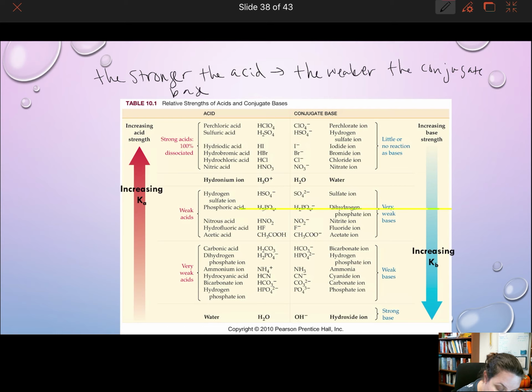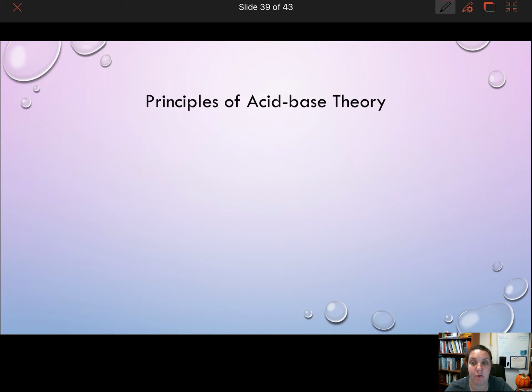Remembering that KW is equal to KA times by KB. So as we increase our KA, we're going to decrease our KB, and vice versa. And then equilibrium favors the transfer of a proton from the stronger acid to the stronger base to form the weaker acid and the weaker base.